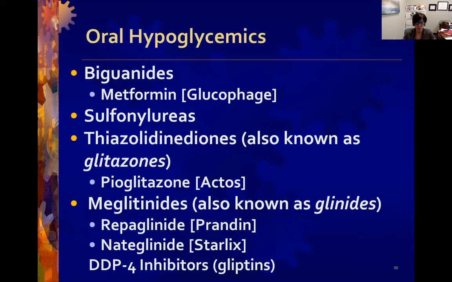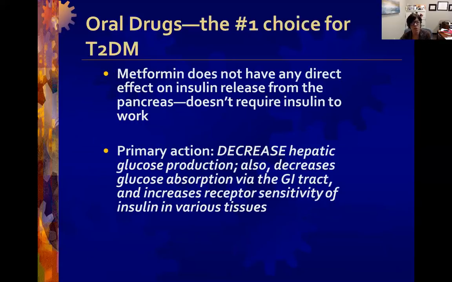Sulfonylureas, not as common, but they always still come up. Thiazolidinediones, also known as the glitazones, I'll talk about them. Meglitinides, also known as the glinides, and then DPP-4 inhibitors, the gliptins. So we'll go through all these separately, but again, for oral drugs for diabetes, the number one drug of choice for type 2 diabetes is metformin.